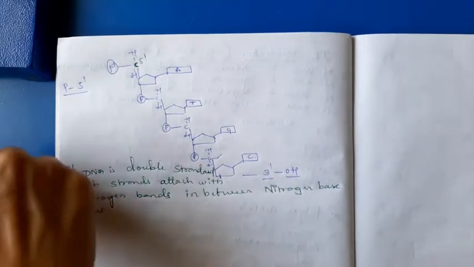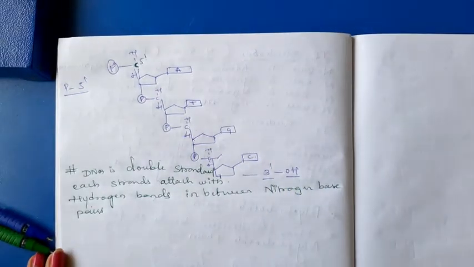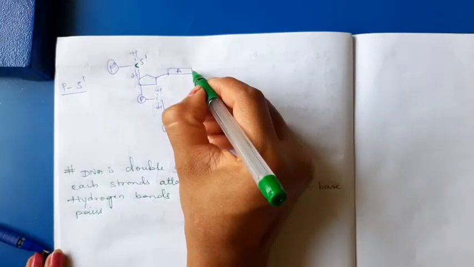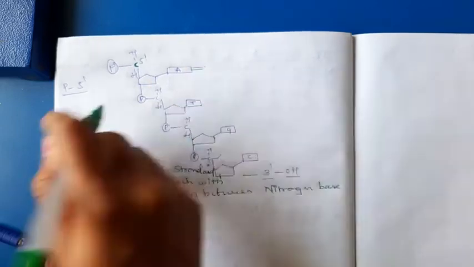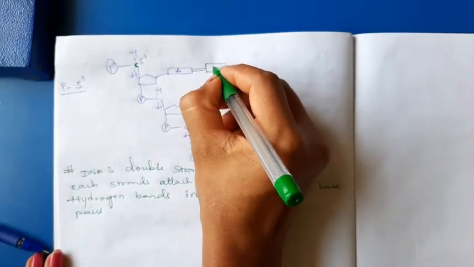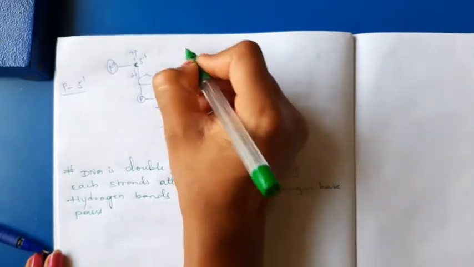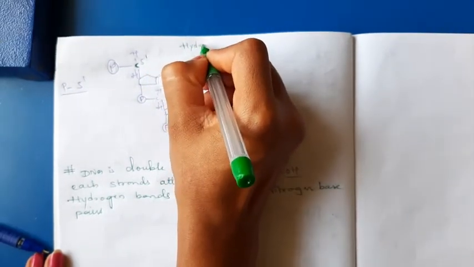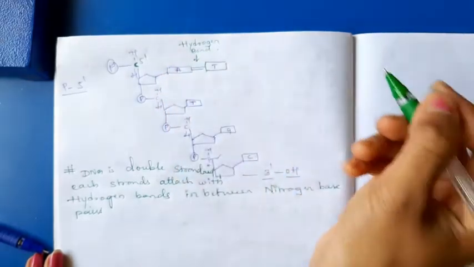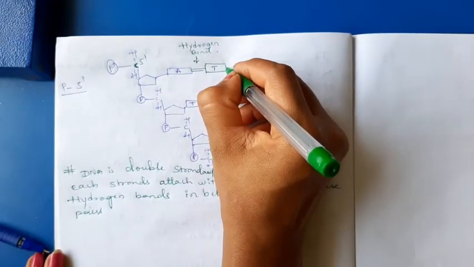Now we can link the two polynucleotide chains. Here the adenine always binds with the thymine with 2 hydrogen bonds. These are the hydrogen bonds.